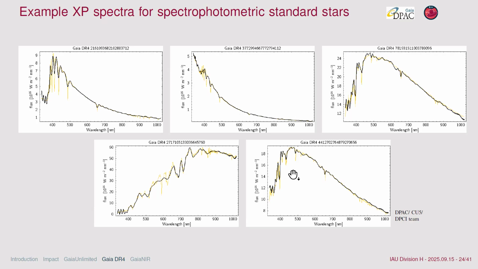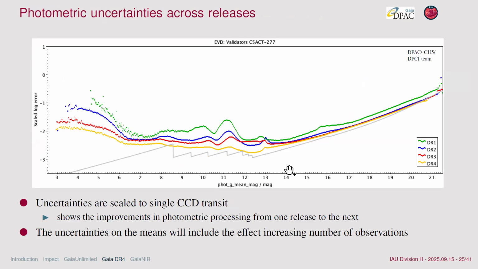So again, pointing to increased performance in terms of the photometry. This is also visible in this diagram, where what we show is, as a function of G-band magnitude, the precision scaled basically to a single CCD transit. So what you should focus on here primarily is the comparison between the various releases. The green is for DR1, and it goes for DR2, DR3, and then DR4.